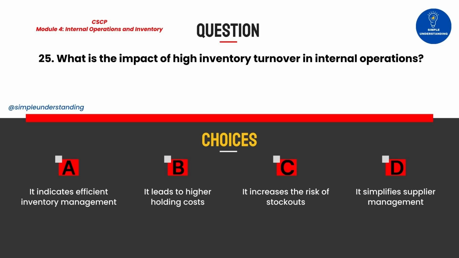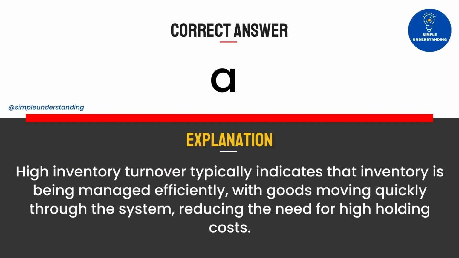25. What is the impact of high inventory turnover in internal operations? A. It indicates efficient inventory management. B. It leads to higher holding costs. C. It increases the risk of stockouts. D. It simplifies supplier management. Correct answer: A. Explanation: high inventory turnover typically indicates that inventory is being managed efficiently, with goods moving quickly through the system, reducing the need for high holding costs.